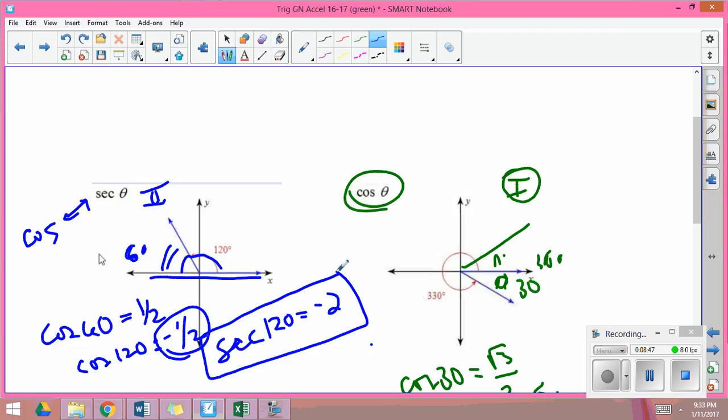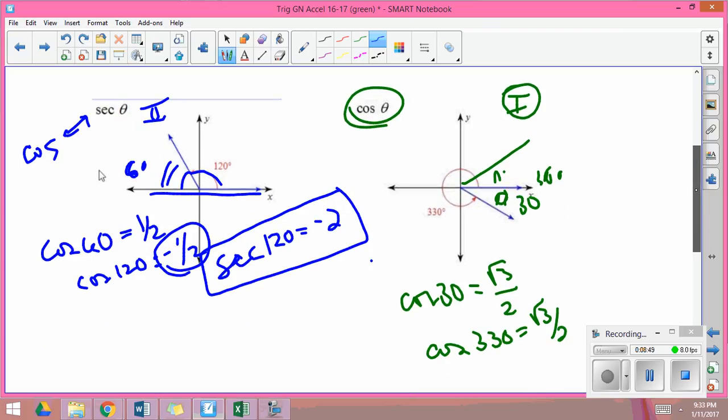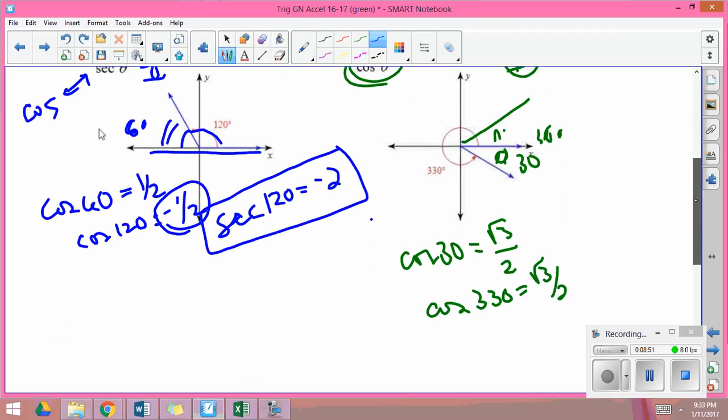And that's how you use a reference angle to work your way through the cosine, sine values particularly, and tangent values. Use the reference angle for the original, and then apply that idea of reciprocal.